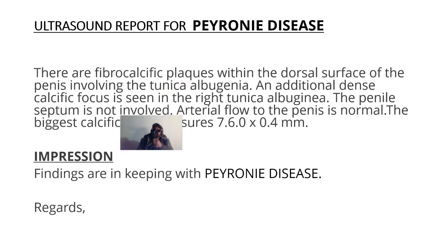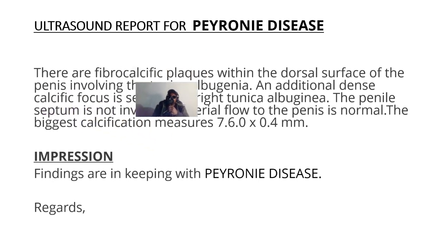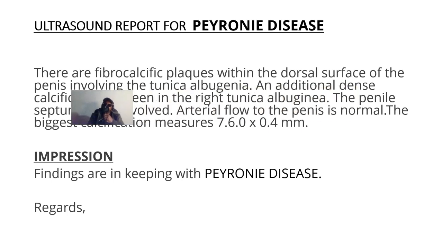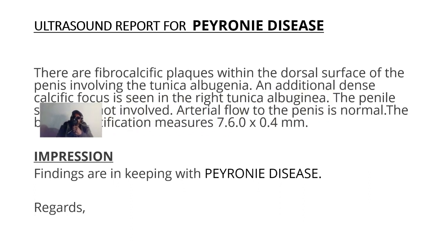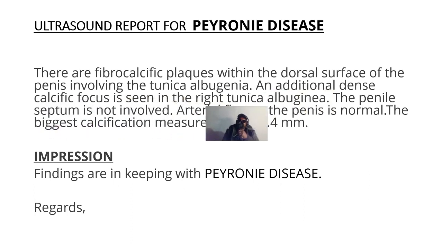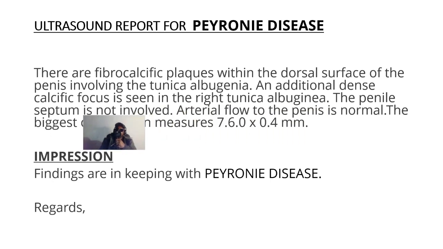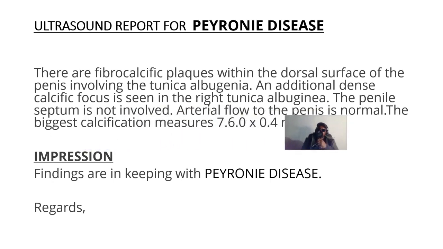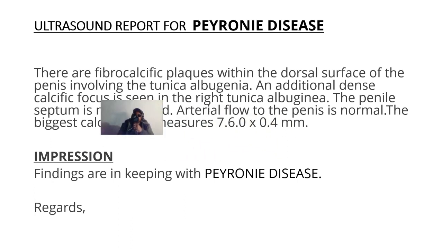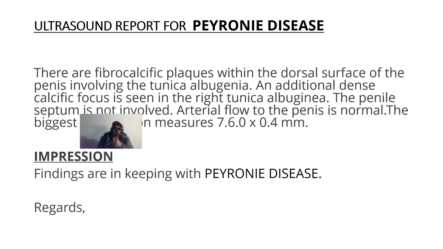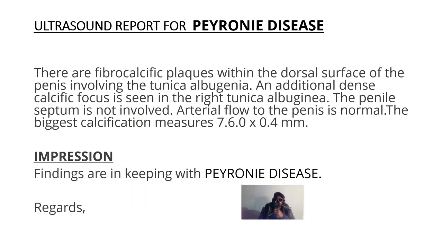There are fibrocalcific plaques within the dorsal surface of the penis involving the tunica albuginea. An additional dense calcific focus is seen in the right tunica albuginea. The penile septum is not involved. Arterial flow to the penis is normal. The biggest calcification measures 7.6 millimeters by 0.4 millimeters. You are done. And you go on to give your impression or the comment. Findings are in keeping with Peyronie's disease. Regards. You are done. So you can see how summarized and simple my report is.